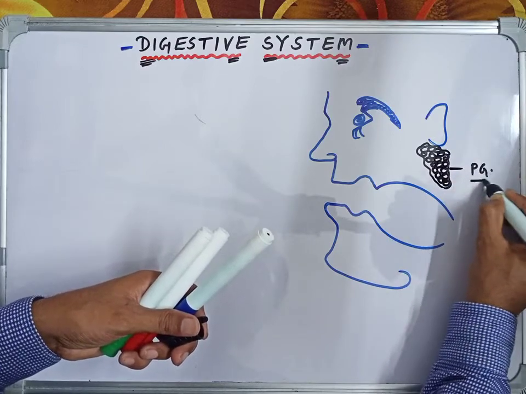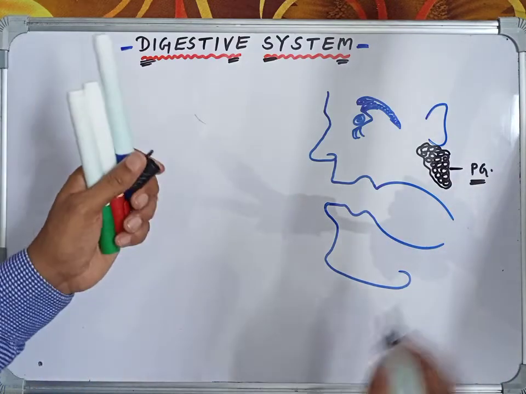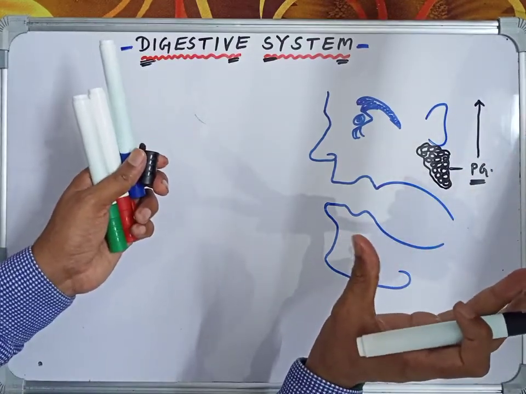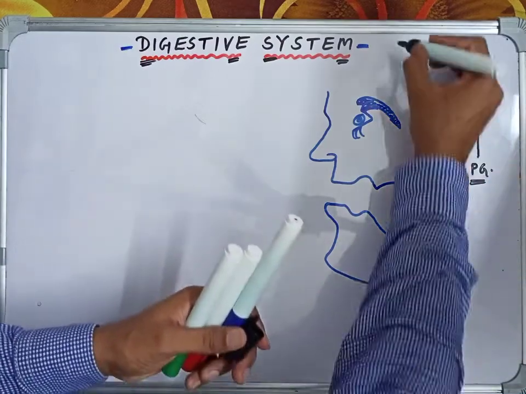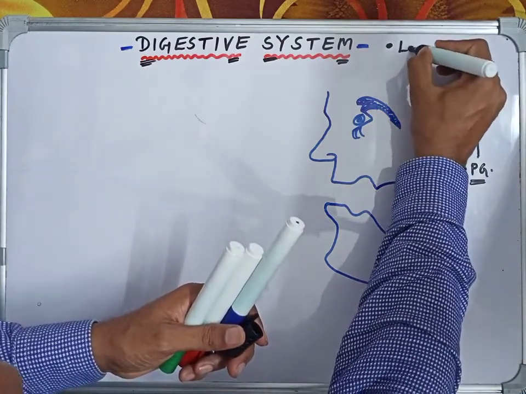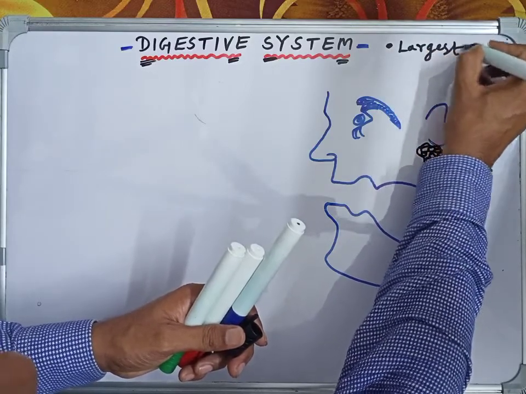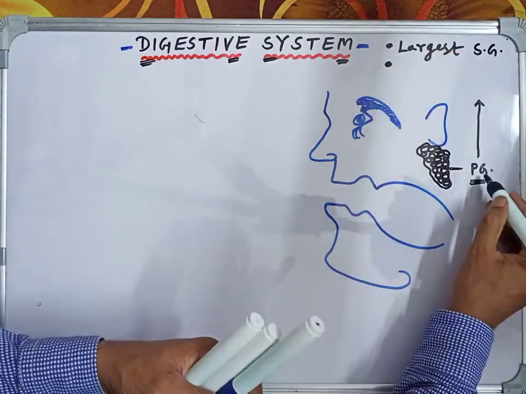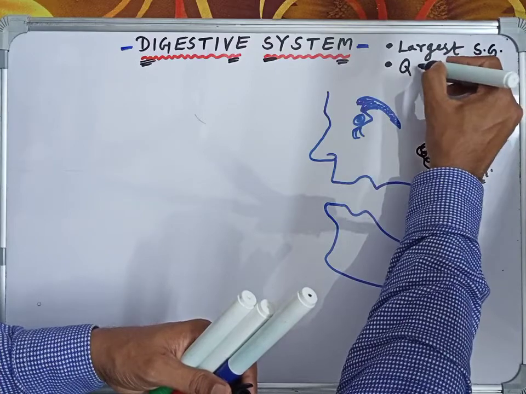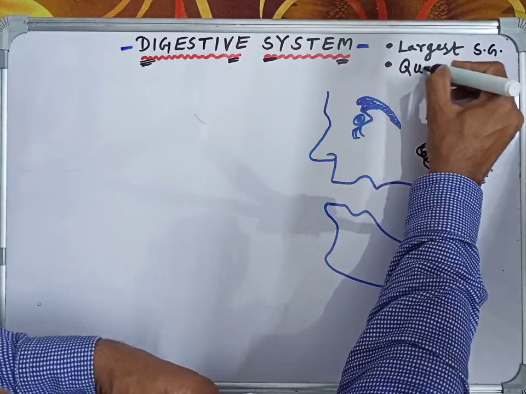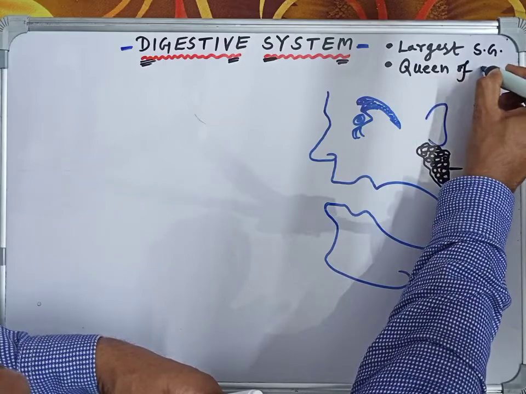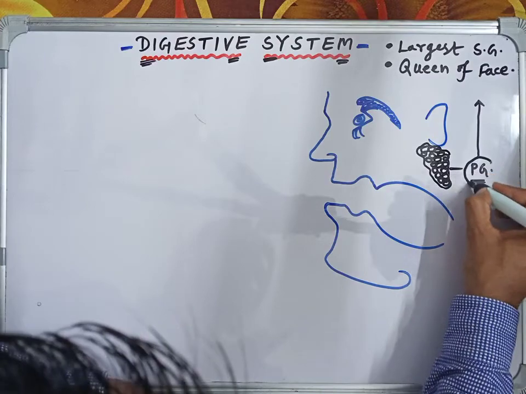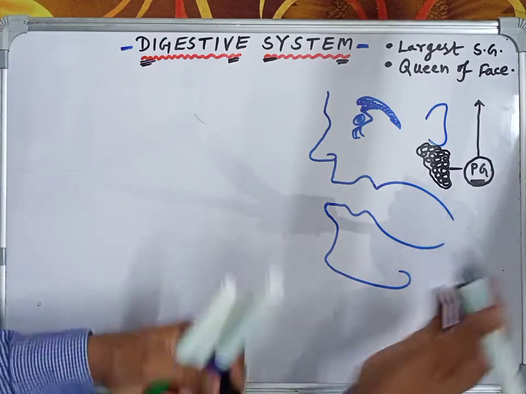This salivary gland is called what? Parotid gland. And the parotid gland is actually the first MCQ you have to cover, right? The first MCQ about the parotid gland is that it is the largest salivary gland. And interestingly, this parotid gland is also called the queen of face, right? That is the second MCQ regarding your parotid gland, and the parotid gland is the first pair of salivary glands.